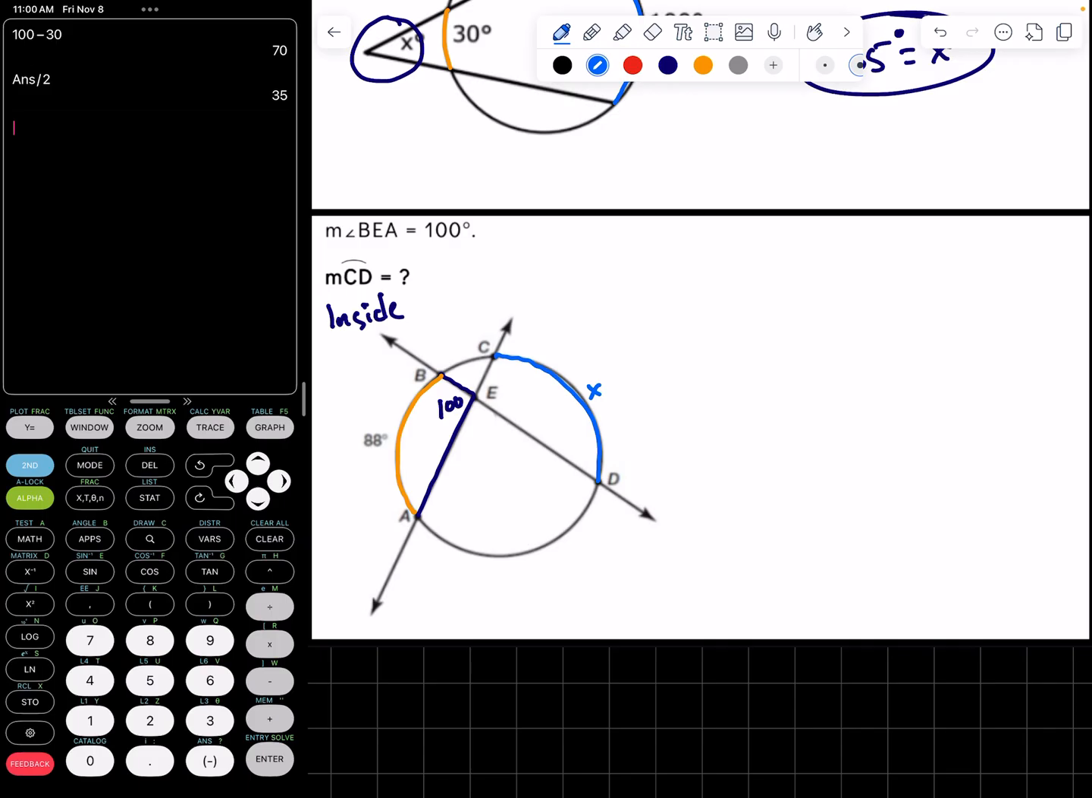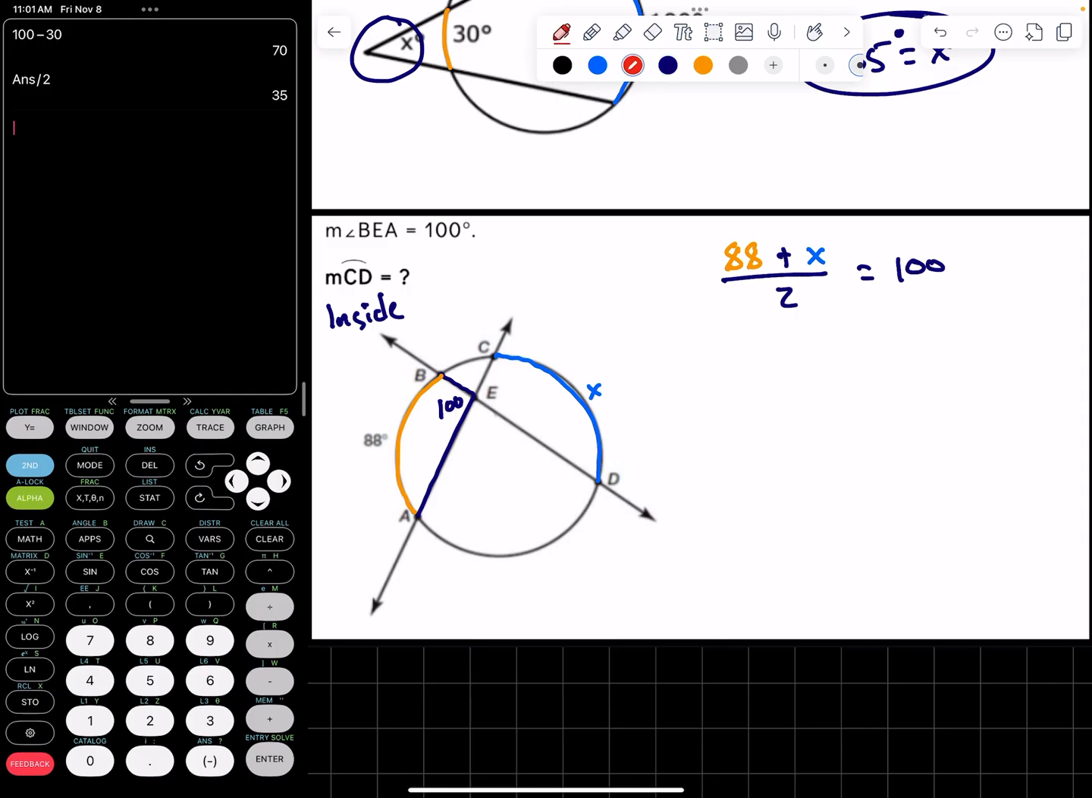So the inside the circle angle formula says I'm going to take my 88, one of my arcs. I'm going to add, because I'm inside, to my other arc, which in this case is x, over 2, and that's going to equal my angle, which is 100. Okay, this is not how the other example was on the inside angles slide. However, we can still work this out. Now we just have to do some algebra to make this work.